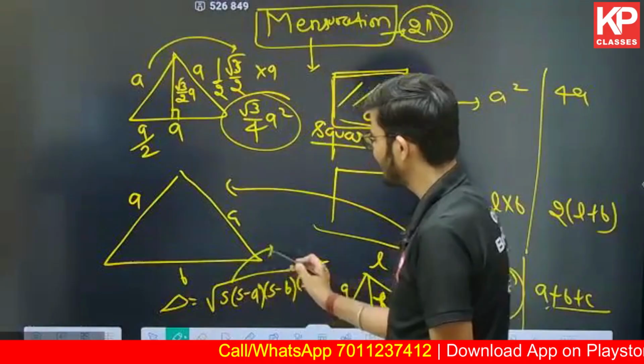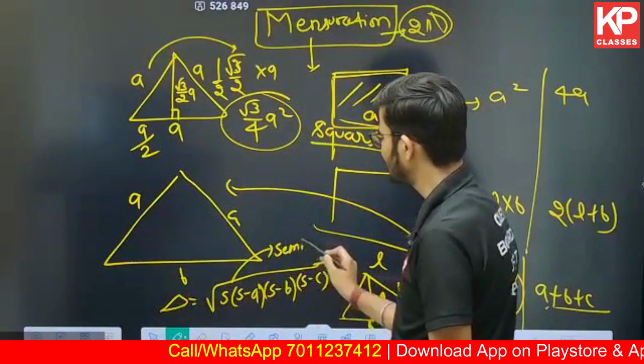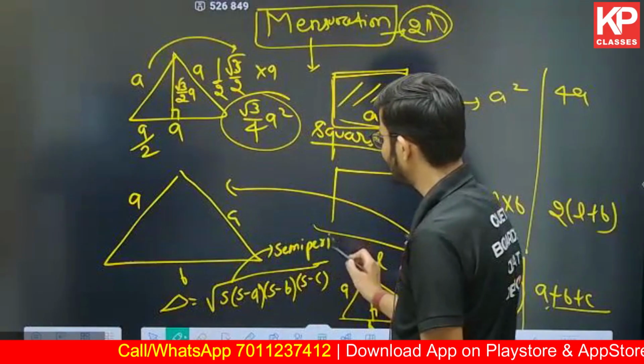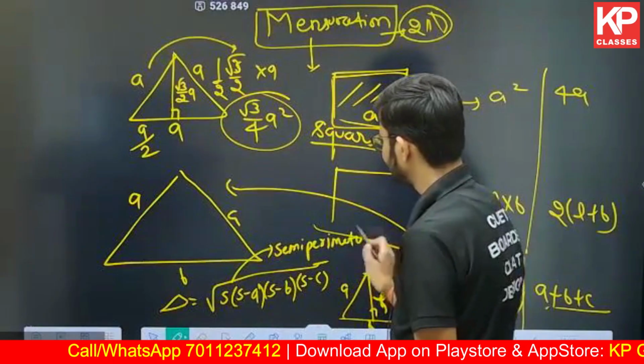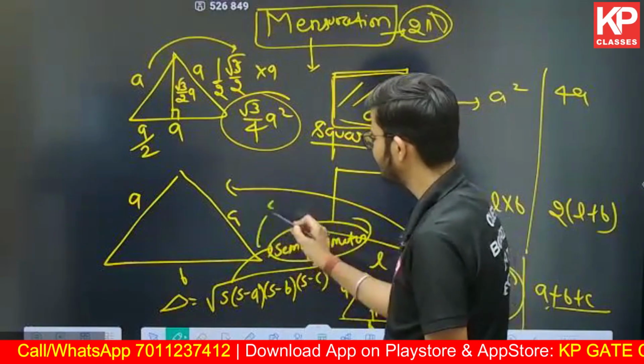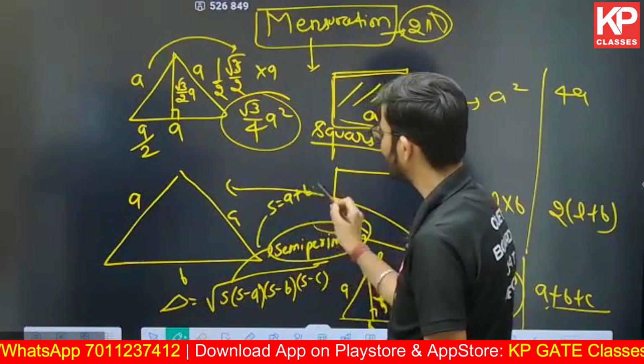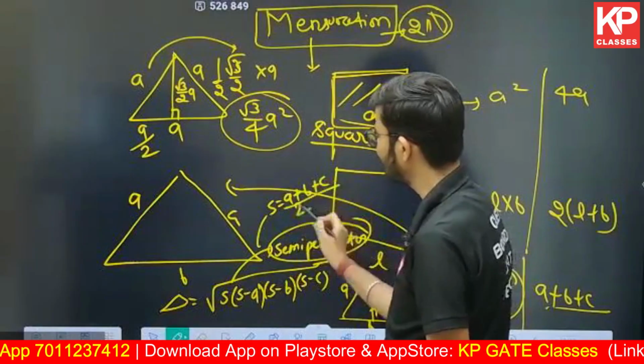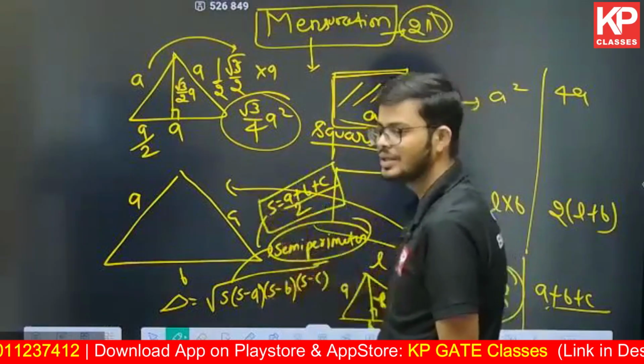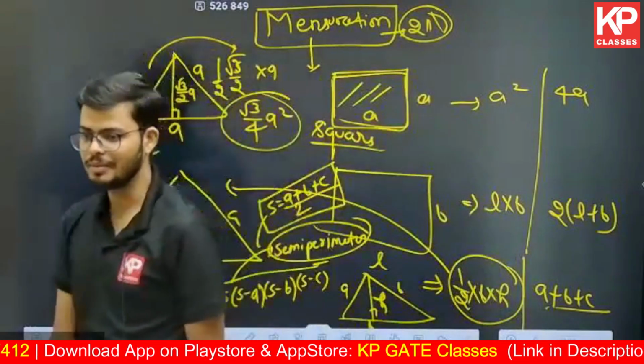Now S is what? S is going to be the semi-perimeter. That is, S is equal to A plus B plus C, which is the perimeter. And if I divide it by 2, this will be called the semi-perimeter.